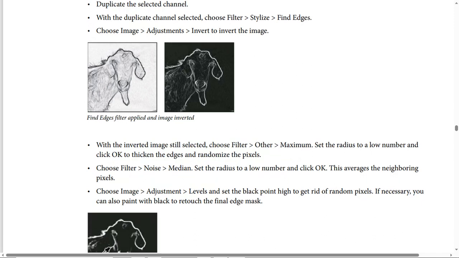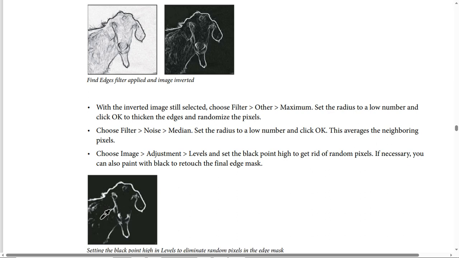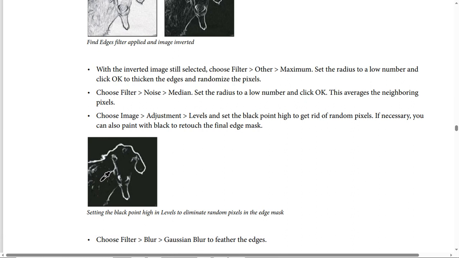And with the inverted image, by the way, still selected, choose filter, then choose other, then choose maximum, and set the radius to a low number, and then click OK to expand the edges and randomize the pixels. And actually after that choose filter, then choose noise, then choose median, and set the radius to a low number, and then click OK. This averages, by the way, the neighboring pixels, and after that choose image and choose adjustments, and then choose levels and set the black point high to get rid of random pixels, and if necessary you can also paint with black to retouch the final edge mask.